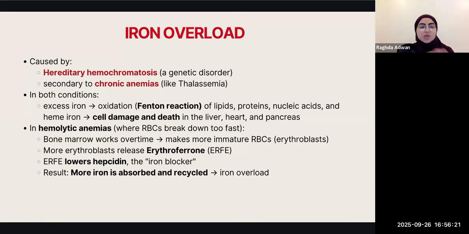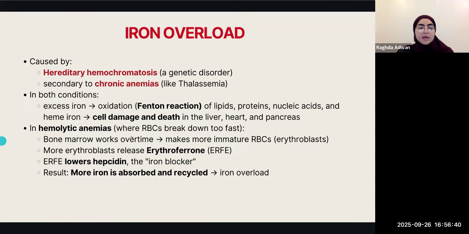When you have excess iron, this triggers the Fenton reaction. Remember the chemical reaction which produced a reactive oxygen species? These reactive oxygen species will oxidize lipids, proteins, nucleic acids, and heme, which will lead to cell damage and death. Cell damage and cell death in the liver, the heart, the pancreas. This is bad. You don't want free oxygen species.